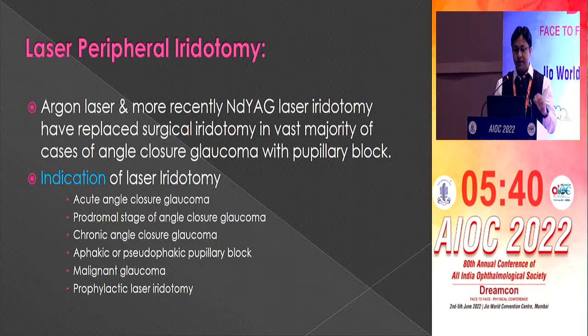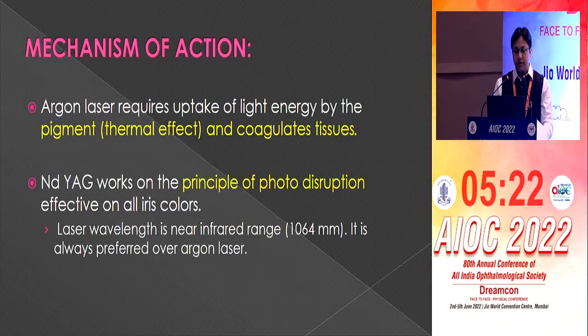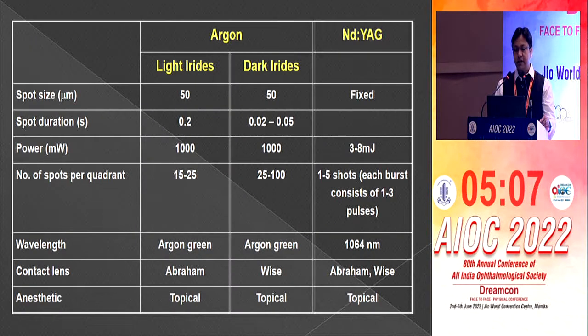Now the laser PI. This can be done with the argon laser, and these are the various conditions in which we can use it, in acute angle closure glaucoma or the chronic. It is almost the most common indication for using lasers in glaucoma. The basic mechanism behind this is that it requires energy and works on the principle of photodisruption. It coagulates the tissue and makes an alternative pathway for drainage. We can do it by argon laser or Nd:YAG laser.